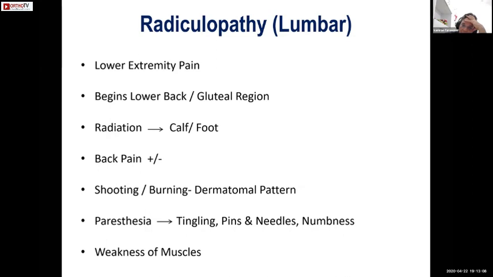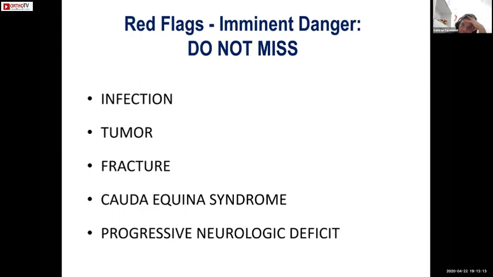Now, when taking history, the most important thing, especially in a spine patient, is that we should not miss the imminent danger or red flags, which are infection, tumor, fracture, cauda equina syndrome, and progressive neurological deficit.